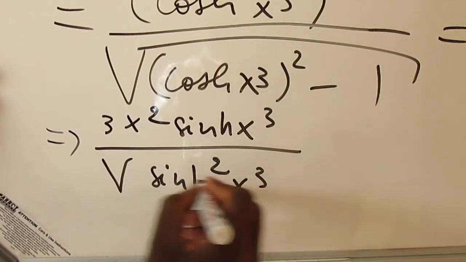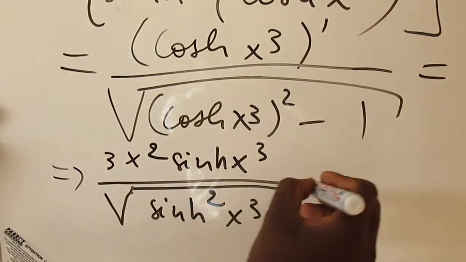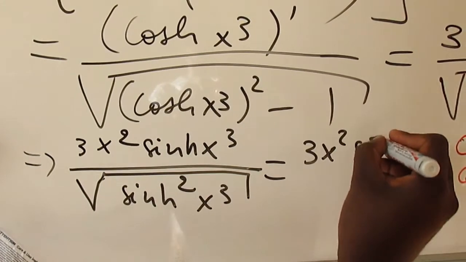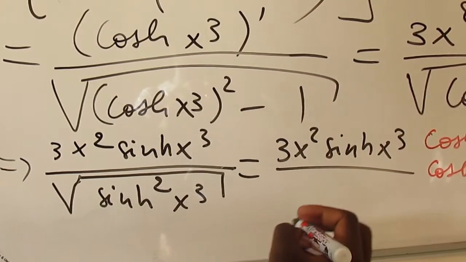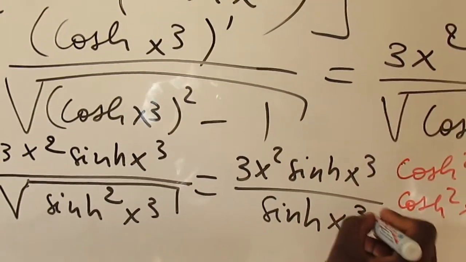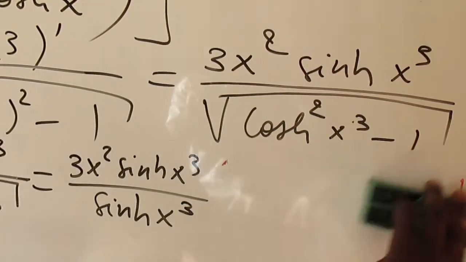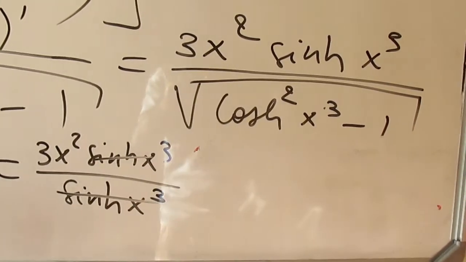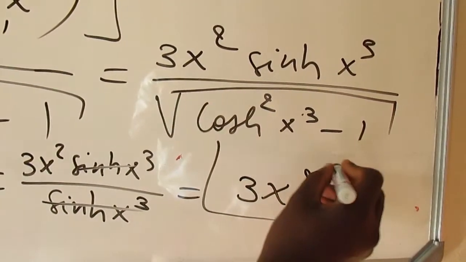X cubic. The angle remains the same, okay? Then 3x squared sinh x cubic, and this we can take out of the square root. It's going to give sinh of x cubic. Then you can see that your answer will be, you cancel this and you cancel that, remain with what? 3x squared, and this is your final answer.